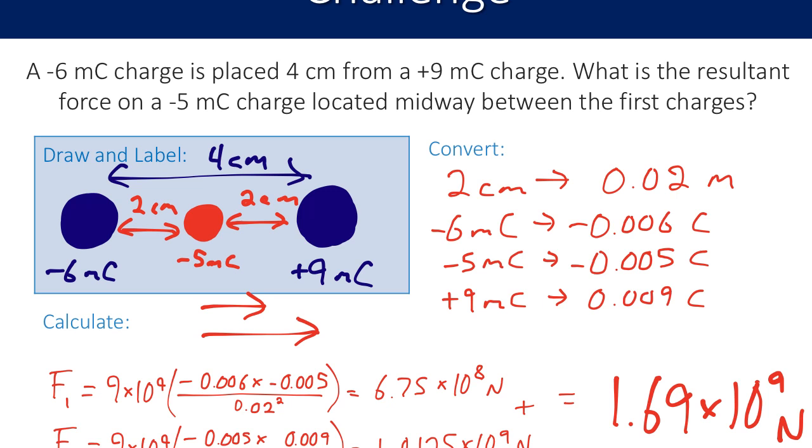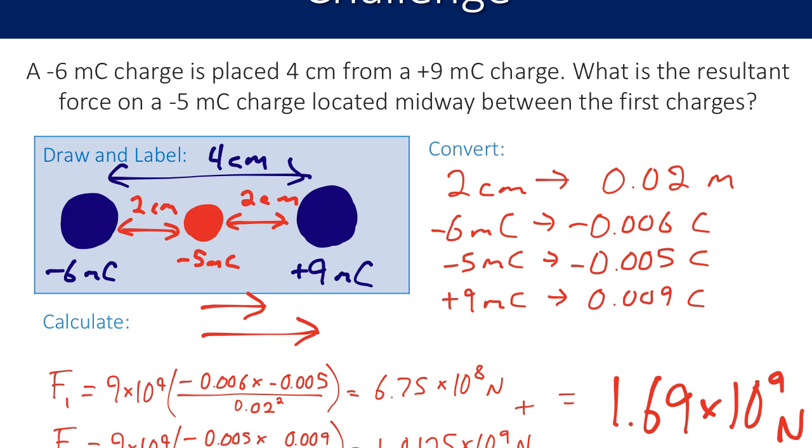So we want to first make sure we convert our centimeters into meters and any of our millicoulombs into coulombs. So I've done all the conversion steps right here, okay? So we make sure we have that ready to go. Why did I choose 2 centimeters here? Because the separation between the 2 outer charges is 4, and there's another charge at the midway point between the first charges. So then the separation between each of these is just 2.